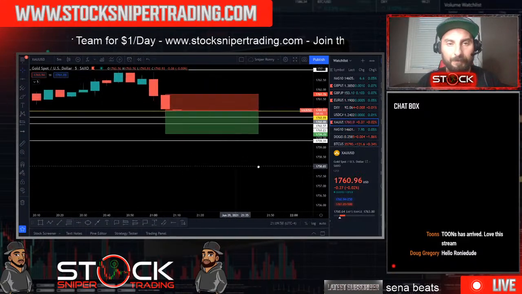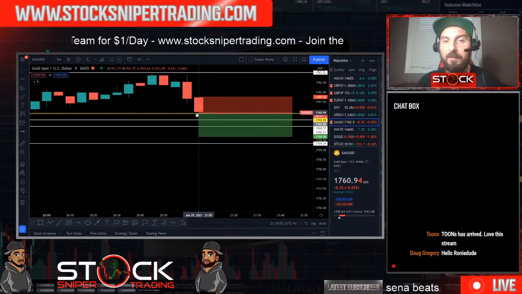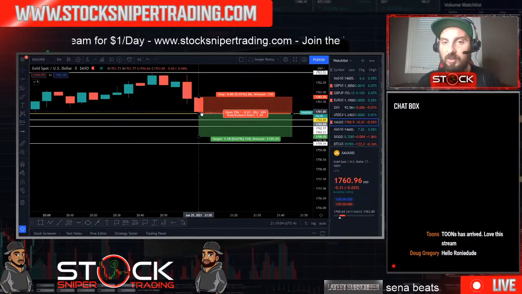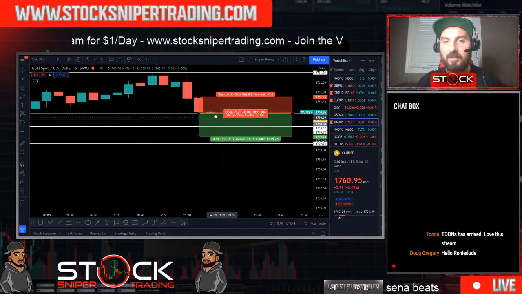Okay, it opened up red. Okay, the candle body closed above the daily and hourly support, so it still is a little bit bullish. It's still holding support here, but this is the candle we got to watch now.